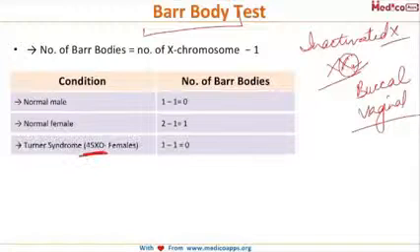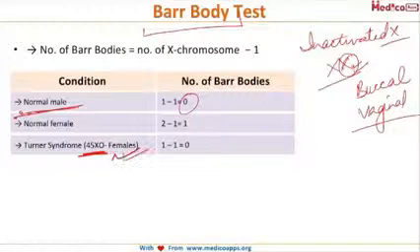In Turner syndrome, the genotype is 45XO, and so in this there will be no Barr body because there is only one X chromosome. But we have told that if there is no Barr body, then the individual will be a normal male. But these Turner syndrome individuals are phenotypically female. So this is an exception to this rule.